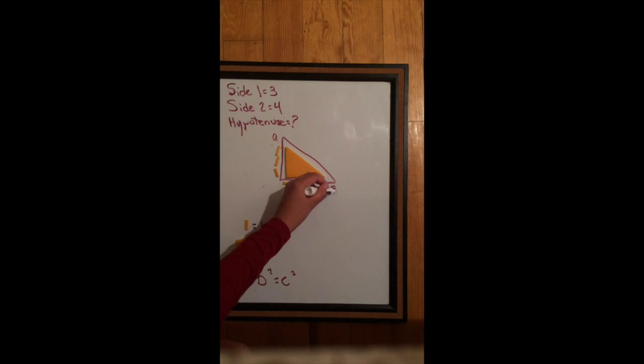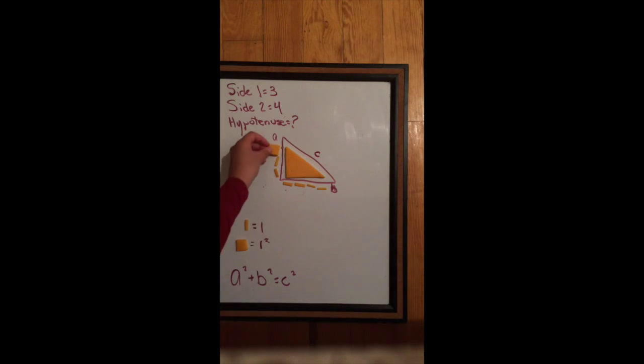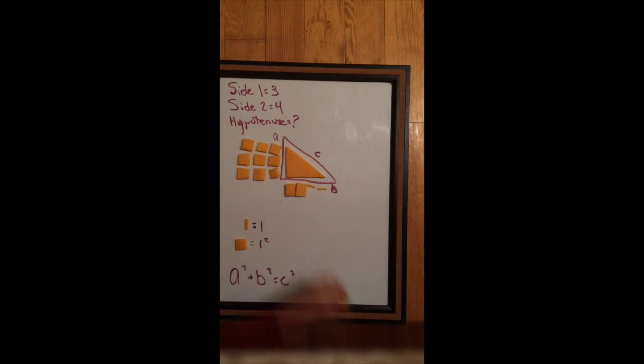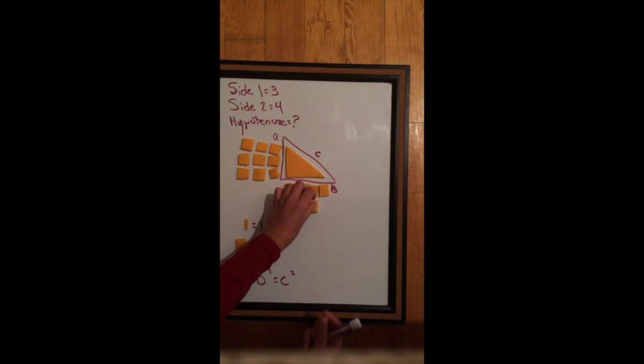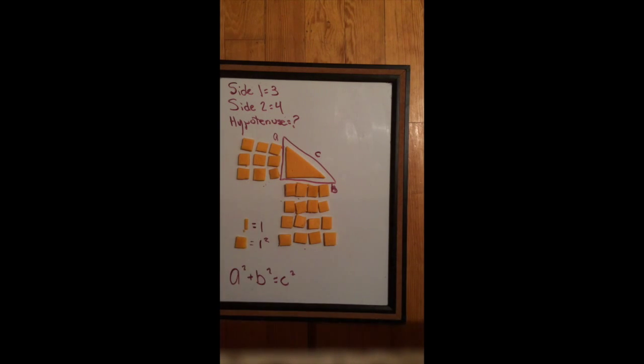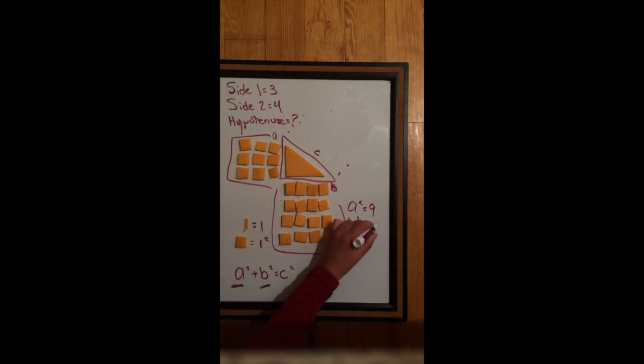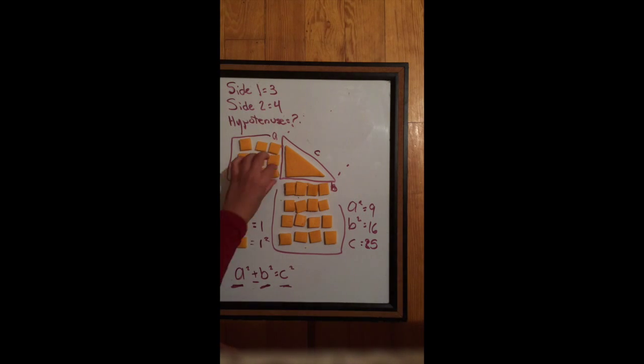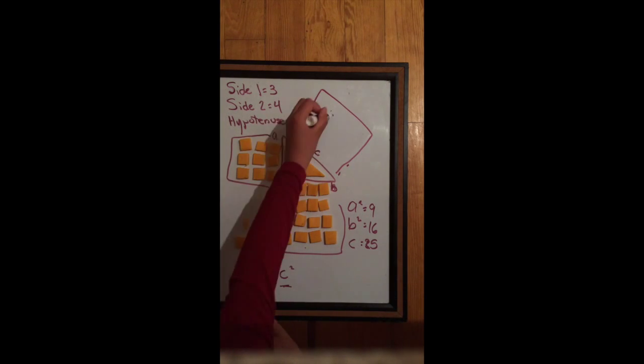So our next step, according to the equation, is to square sides a and b. So 3 times 3 is 9, so we'll give that a 9. And side b is 4 times 4. So 4 times 4 is 16, so we'll give that 16 squared. So here we have 9 being a squared, 16 being b squared, still trying to find c. But according to the equation, c squared is 9 plus 16, or a squared plus b squared, which equals 25.